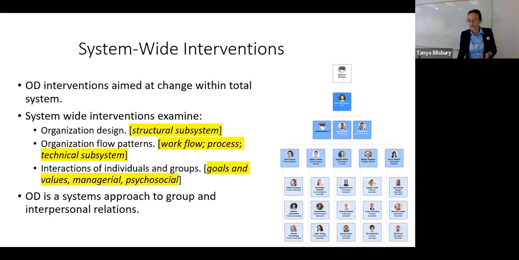In the first week of class, you learned that OD is about system-wide interventions. That was the definition that you were given. In practice, it's often more about much smaller interventions that impact some corner of the organization, like team development, like that intervention that you analyzed for your assignment.